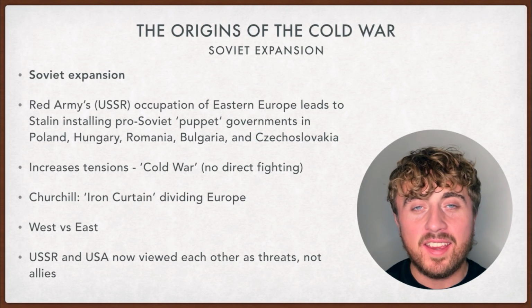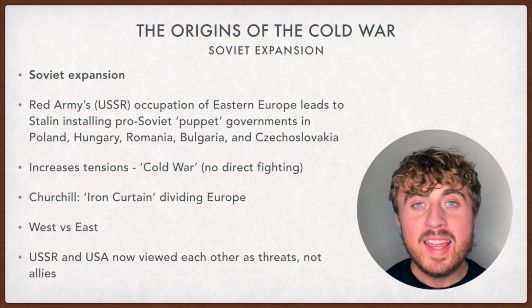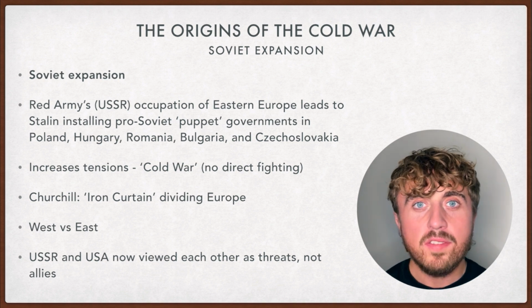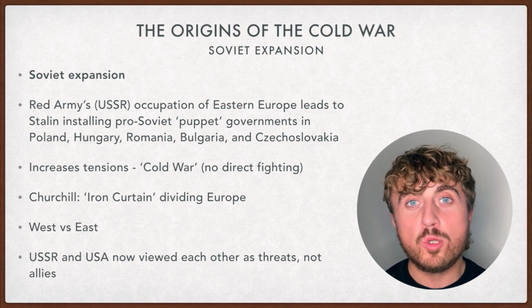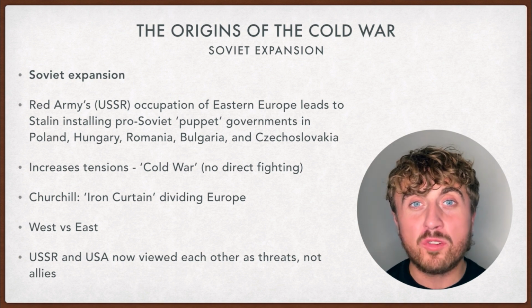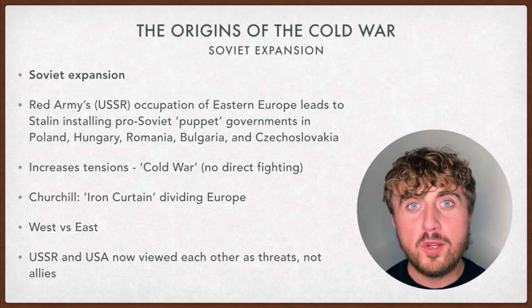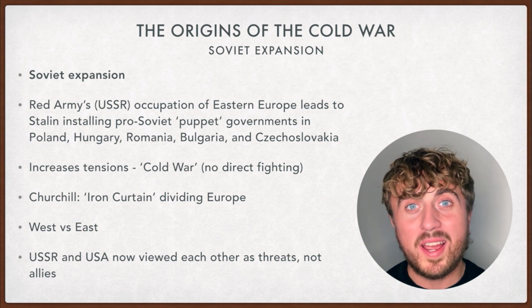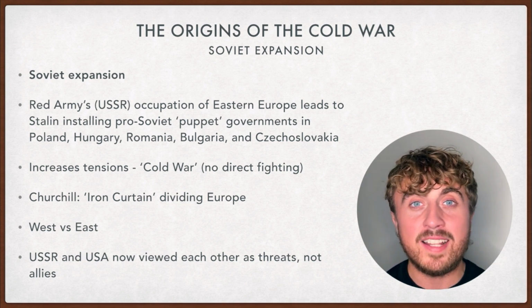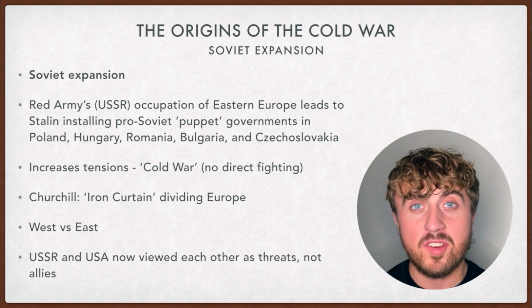Another factor increasing tensions at this time is Soviet expansion. The USSR used their army, called the Red Army, to install communist puppet governments across Eastern Europe. This included Poland, Hungary, Romania, Bulgaria, and Czechoslovakia. And of course, the West views this communist expansion as a serious threat to their interests.